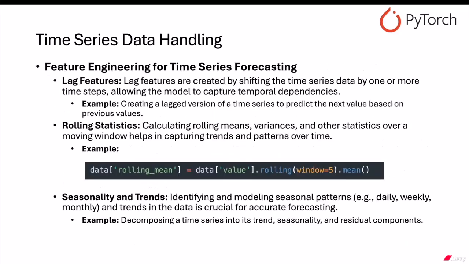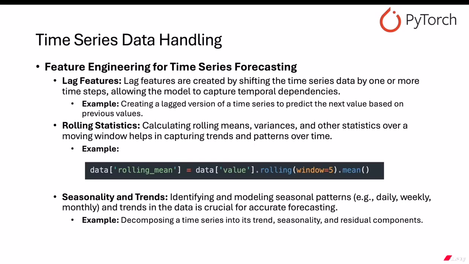Feature engineering for time series forecasting. Lag features. Lag features are created by shifting the time series data by one or more time steps, allowing the model to capture temporal dependencies. An example is creating a lagged version of a time series to predict the next value based on the previous values.